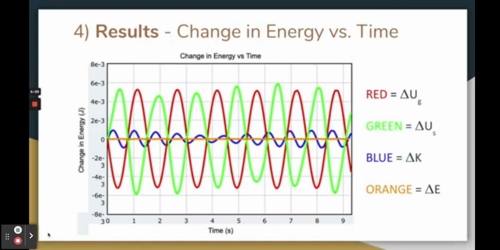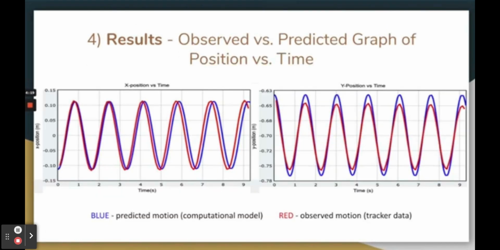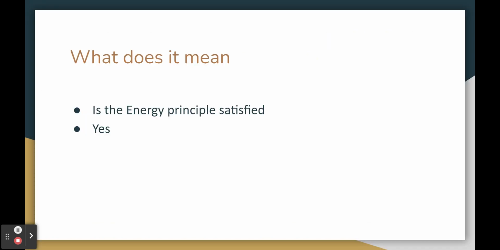They're about the same. And then the overall energy, because of the energy principle, which we'll talk about next, stays the same. And as you see, they're slightly offset. So X is slightly offset because we use Y to calculate the spring constant.